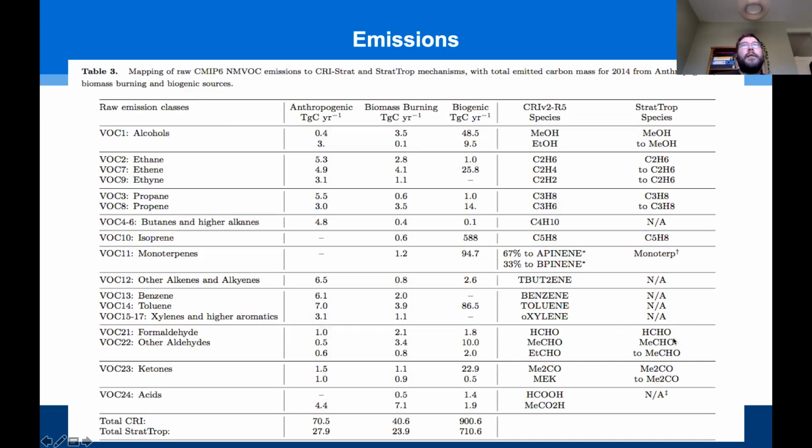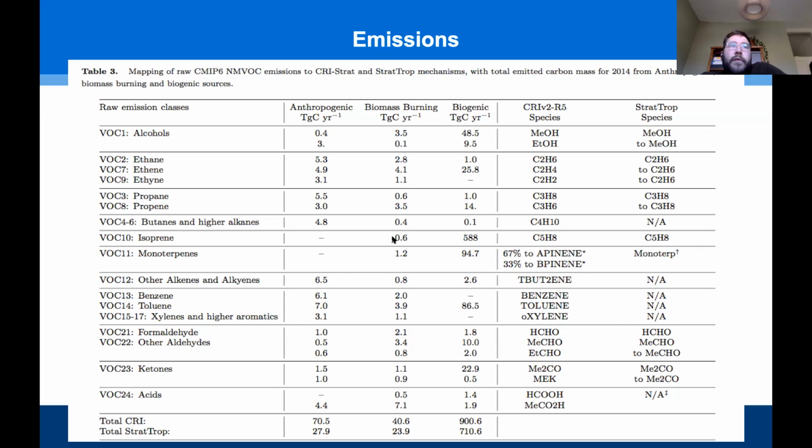I mentioned the emissions earlier. One of the difficult things that I found with this was that, firstly, CRI-Strat splits up emissions a lot more. So for example, these VOC classes, ethane, ethene, and ethine, these are all individual species within CRI-Strat, and they have their species that they get mapped to. But in Strat-Trop, all of them get lumped together as ethane. So that has a huge change to how we expect the chemistry to operate, particularly in more polluted regions. But then there are also species such as the aromatics, which in CRI-Strat get mapped to benzene, toluene, xylene, whereas there is no species that these get mapped to in Strat-Trop, so they just get lost.